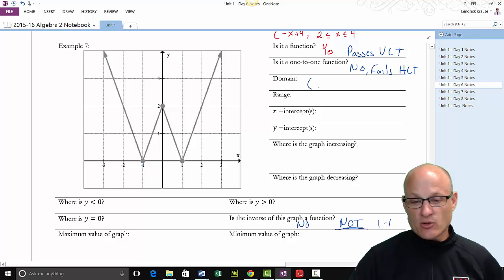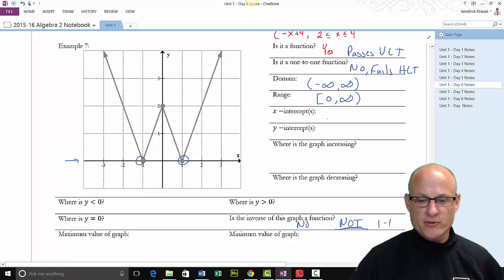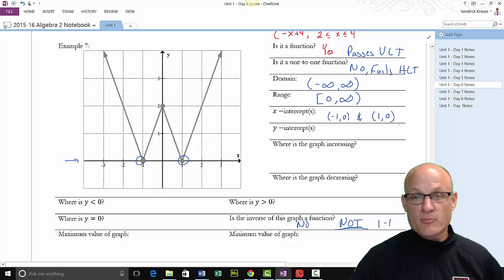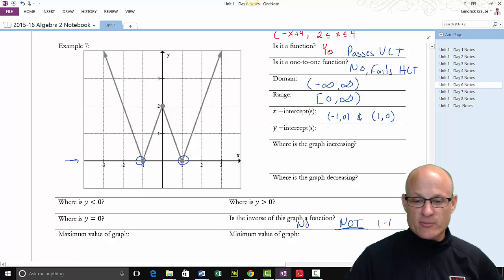Domain. Well, it goes forever and ever left to forever and ever right. The lowest y value is the x-axis. These points right here, the lowest, are the minimums. So it goes from bracket 0 all the way up to positive infinity. What are the x-intercepts? Negative 1, 0, and 1, 0. Those are the points where it crosses the x-axis. What is the y-intercept? That's the point 0, 2.